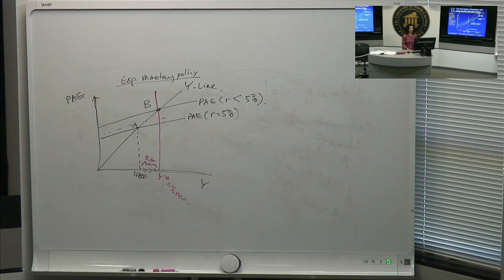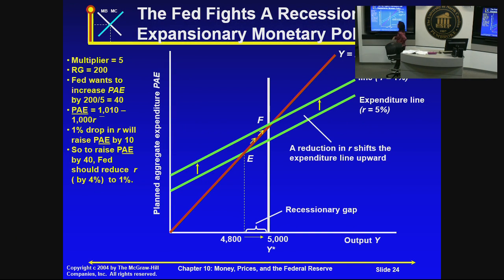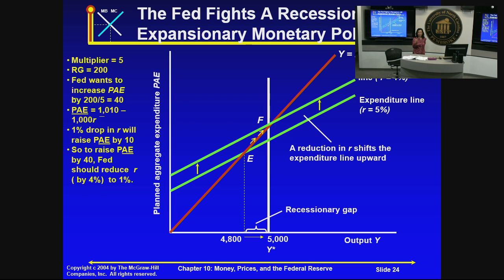So in order to find it, one way to do it is, the multiplier, we know it's 5. We don't have to calculate because we've done it in the previous chapter. Recessionary gap is 200. And there are two ways to solve it. So I'm going to give you two methods, okay? You decide which one is easier. So one is by intuition. By intuition, you basically go back to that equation earlier.